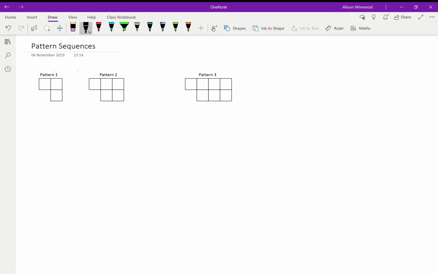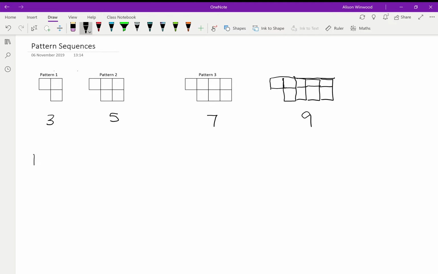For this exercise, the first thing we're going to do is draw the next shape in the pattern. So it's going to have a single square and then 4 sets of double squares. We're going to write down how many squares there are, so 3, 5, 7, 9.